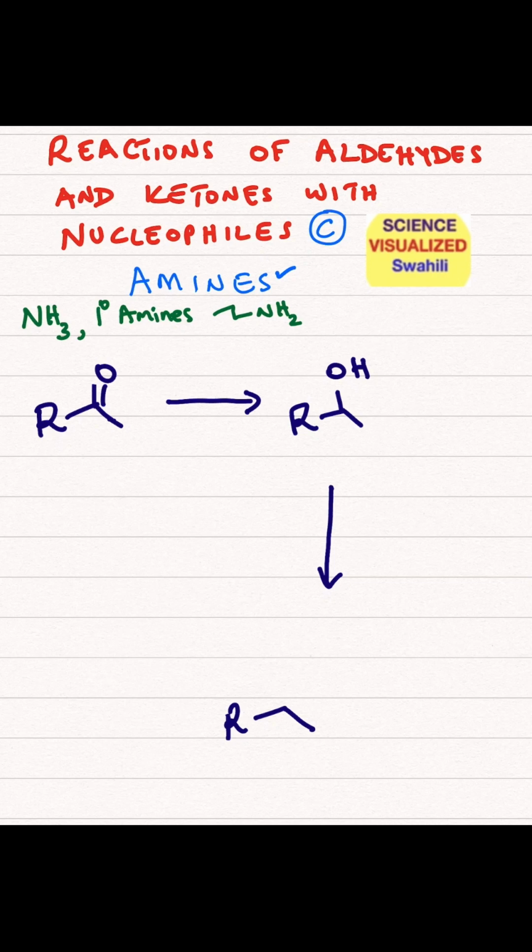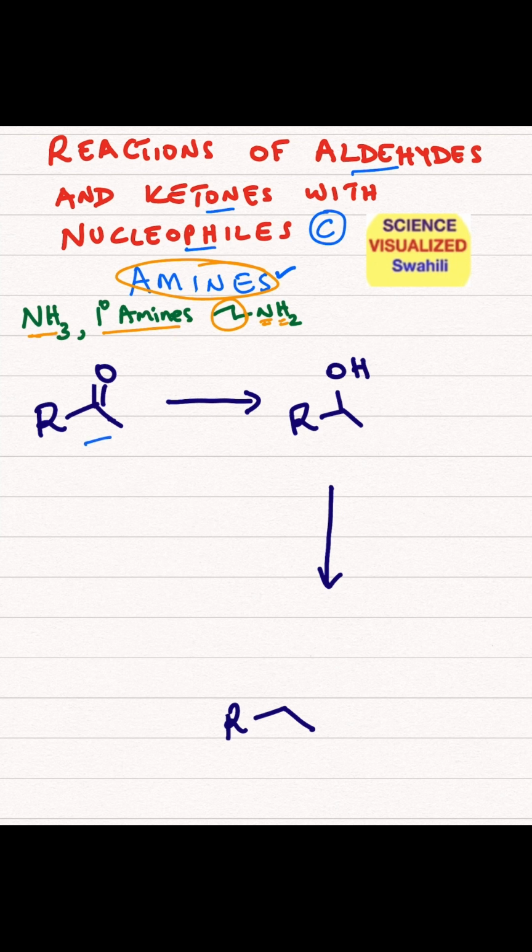Hello and welcome. We're continuing with the reactions of aldehydes and ketones with nucleophiles, where today we're looking at amines, more specifically NH3, which is ammonia, and primary amines. Primary amines have only one alkyl group connected to nitrogen, and that nitrogen has two hydrogens.